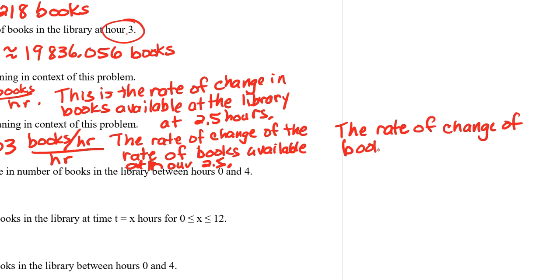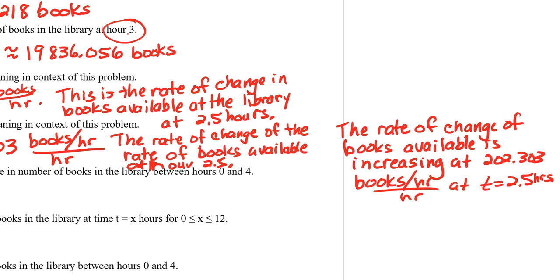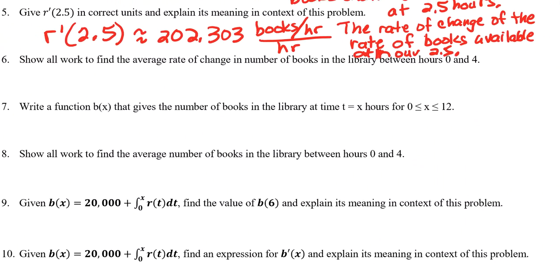of books available is increasing, since it's positive, at 202.303 books per hour at t equals 2.5 hours. So I think both of those, hopefully I've written them as synonyms. All right, let's see what we've got next.